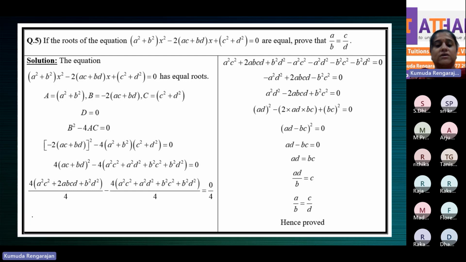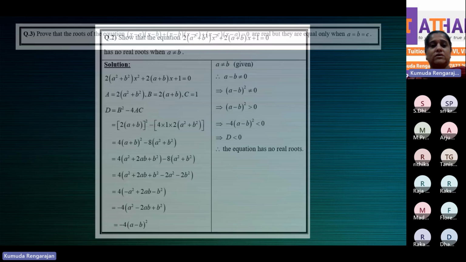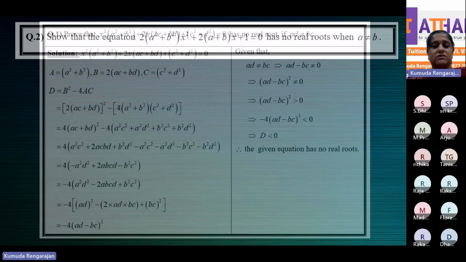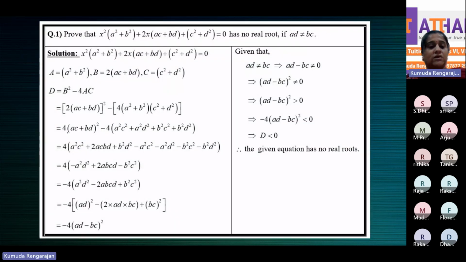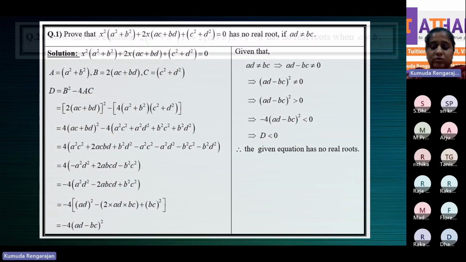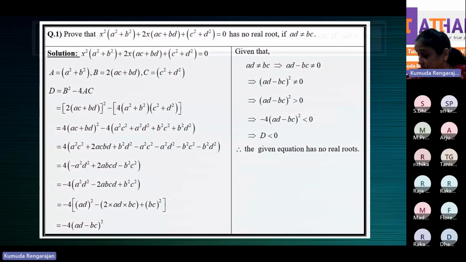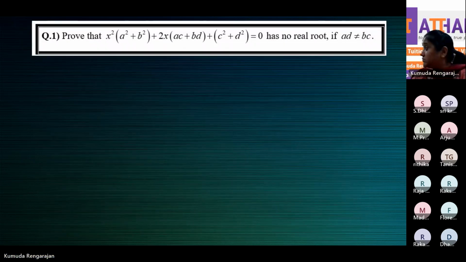Now you can see the difference between this sum and the first one. In the first one, children, it's an expression. We are finding D. See, I'll give you a different example, once again.